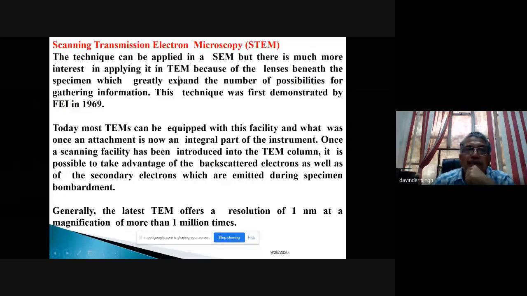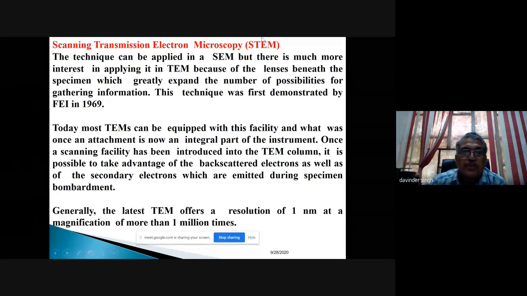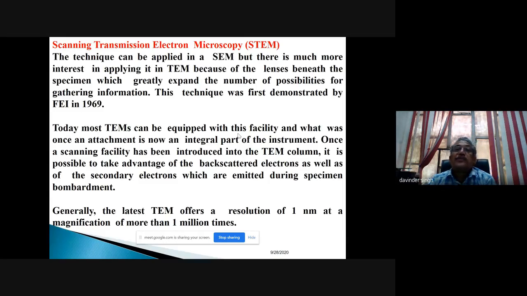Then this scanning TEM, as I told you, this technique can be applied in a SEM, but there is much more interest in applying it in a TEM. You have the TEM and then you apply scanning electron microscopy. It is a better combination as compared to a SEM converted to STEM. This technique was first demonstrated by the FEI company in 1969, and today most TEMs can be equipped with this facility. So a TEM can give you a transmitted image as well as scanning electron microscopy. Both things are combined. The latest TEM offers a resolution of the order of 1 nanometer with a magnification of more than 1 million times.